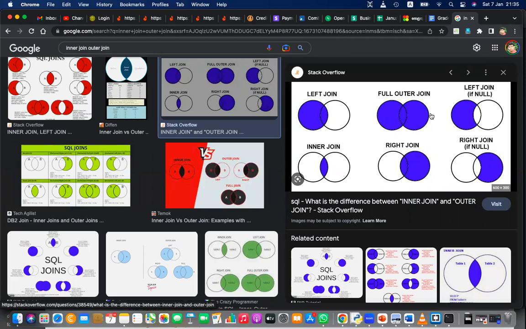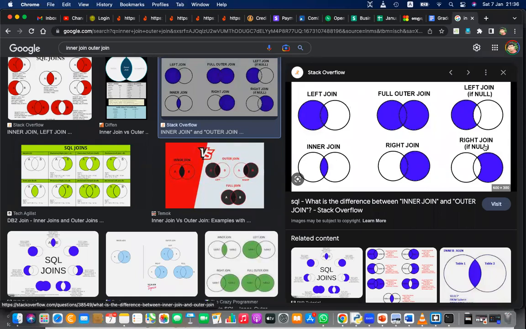Then there is something called inner join. Inner join is basically the intersection. What is common to the first table and the second table is taken as the inner join. Right join is where all the fields in the right table are taken, and the matching columns of the left table are taken. So these are the 4 types that you are normally asked.